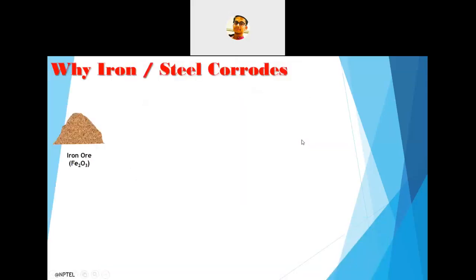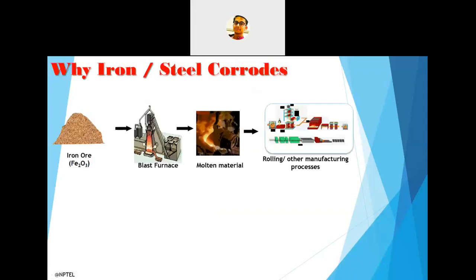So now I'm going to explain very briefly how iron or steel corrodes, and why. What is the reason behind it? When we manufacture steel, we manufacture it from iron ore, and first we give heat energy to this iron ore to melt it.